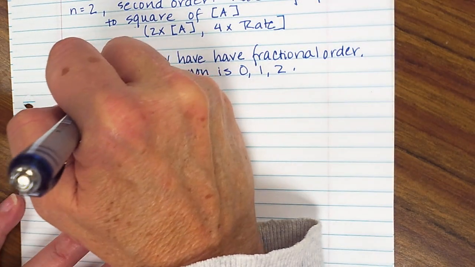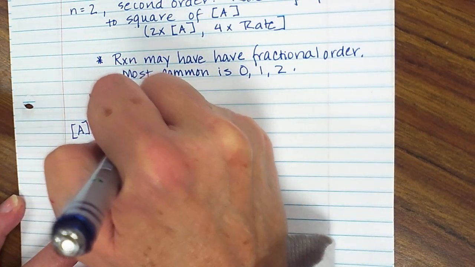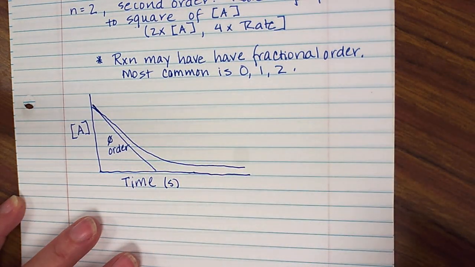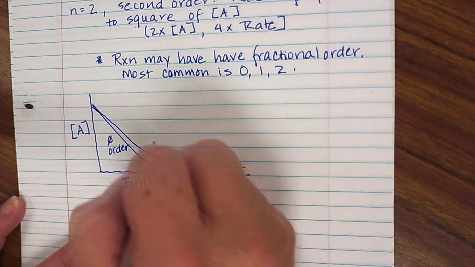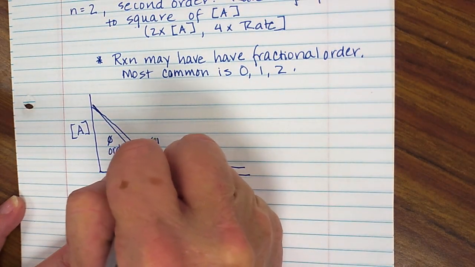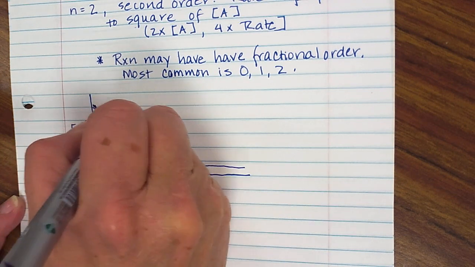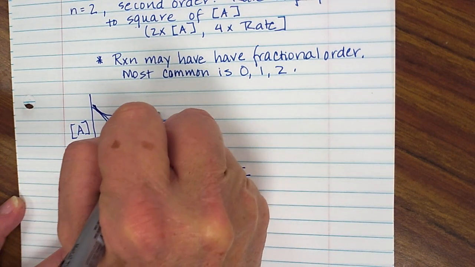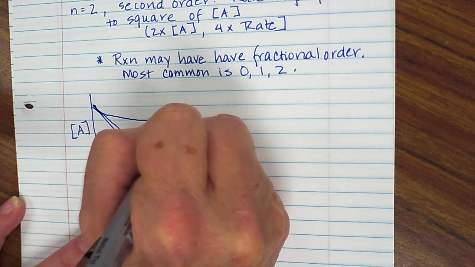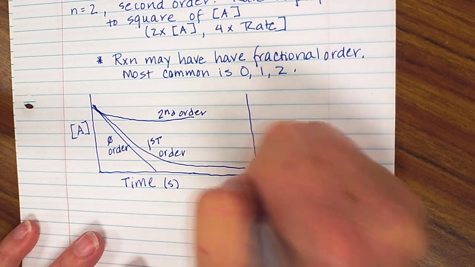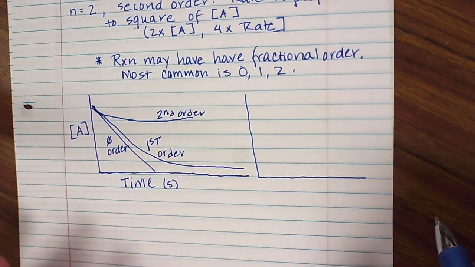For first order, this is actually what we call a decay reaction. And for second order, okay? So it looks a little bit weird like that. Now, the next one that we're going to look at is something, and we're going to expand on this, all right?